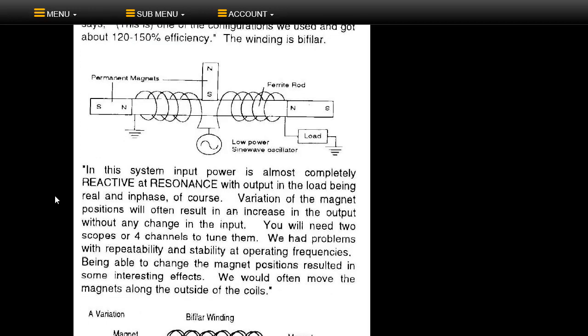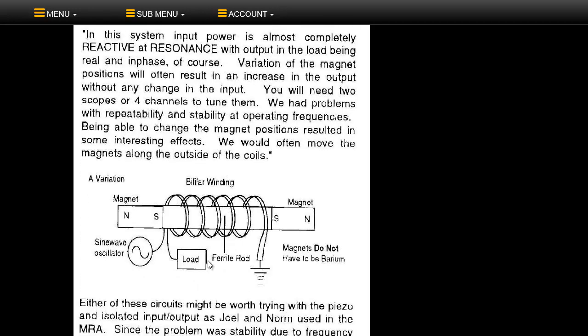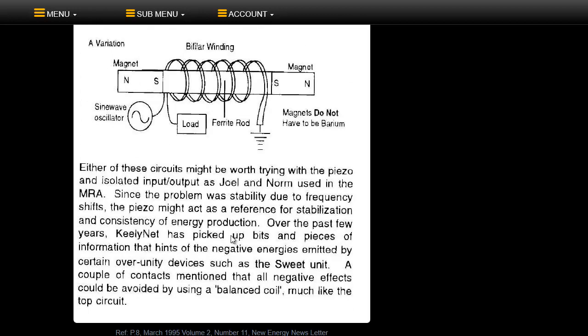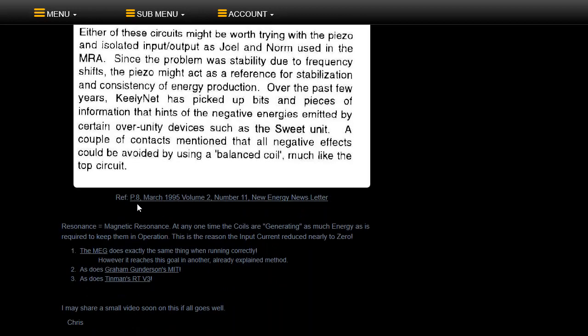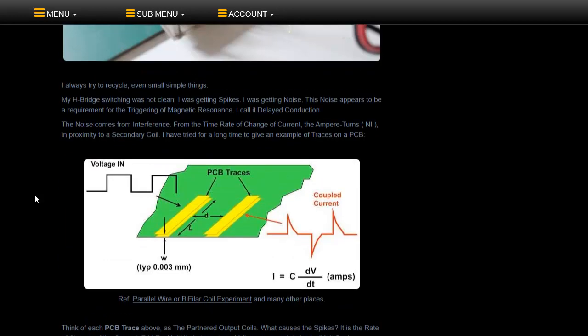See what you get. Don't forget that this is old information, 1995. This is something that I've studied for a long time. Page 8 of the March 1995, Volume 2, November 11th, New Energy Newsletter. So there you go. We've been told about this for a long time.